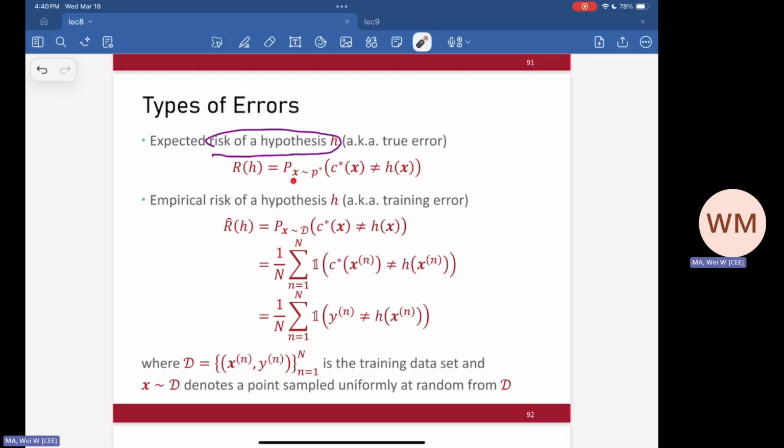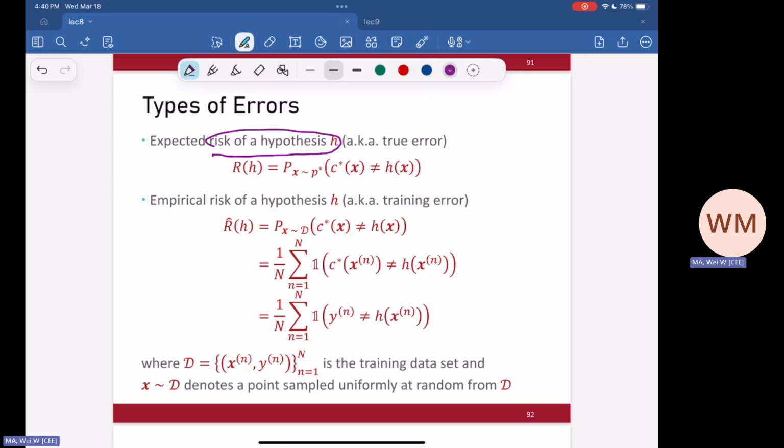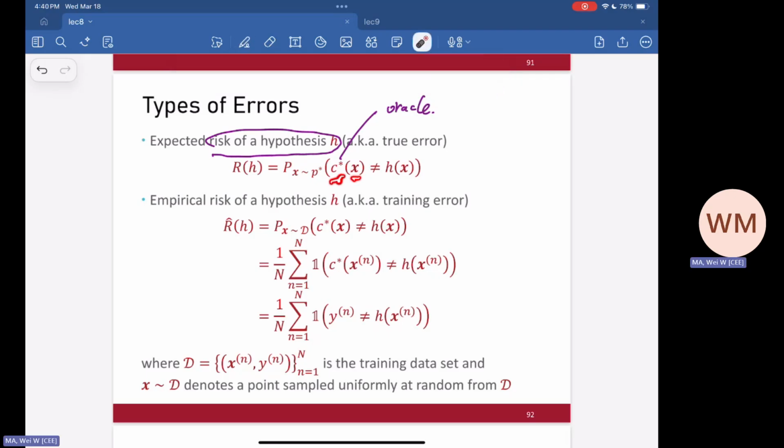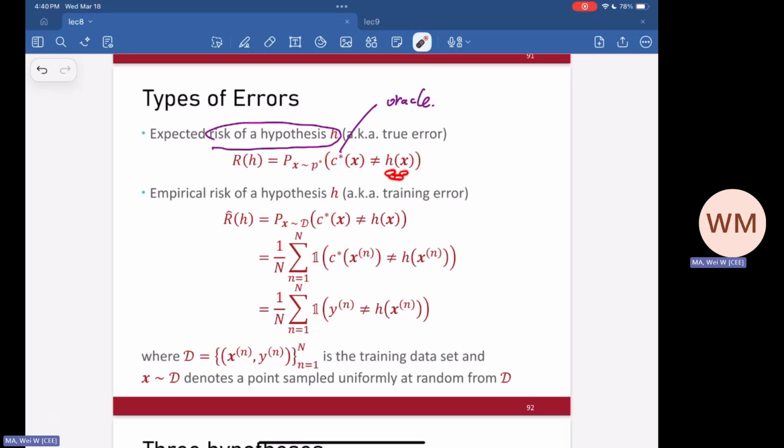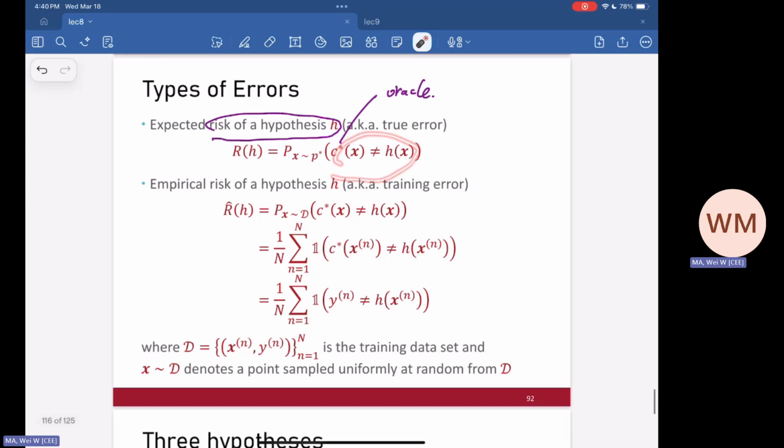Given this x, we put x into the God-known function. Usually we have a name for it; let's call it an oracle. You put this x into the oracle, you get the true answer. And you put this x into h, your own function, you get an answer. If these two answers are different, it means you are wrong, which means this is an error. So we look at the probability of this happening, basically the probability of your being wrong, and we define this as the risk. This is the formal definition of the true error rate.